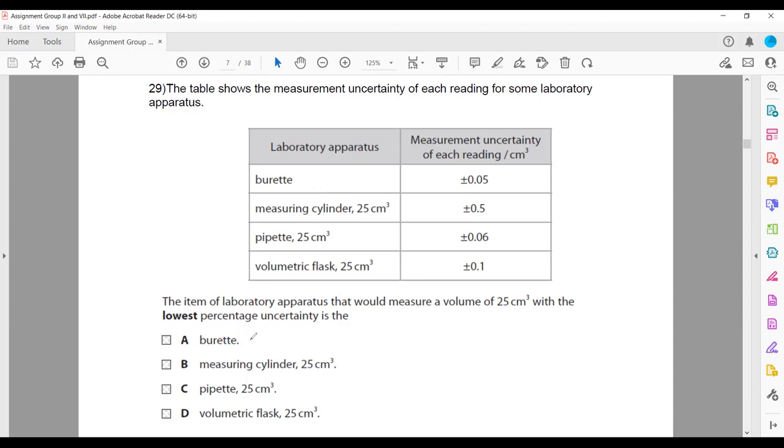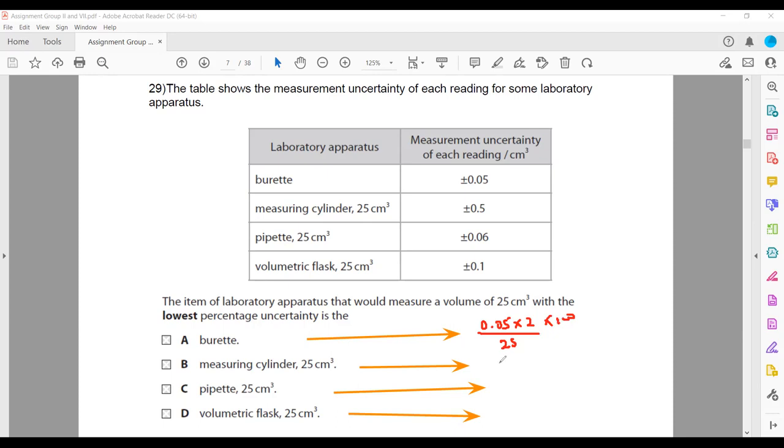So if you are finding the percentage uncertainty for a burette, for a measuring cylinder, for a pipette, and for a volumetric flask, what is the formula? Uncertainty for a burette is 0.05, but that will be multiplied by 2, because whenever we read the volume from a burette, we have to read the initial and final volume. And divided by the value recorded. How much do we want to record? We want to record 25, times 100.